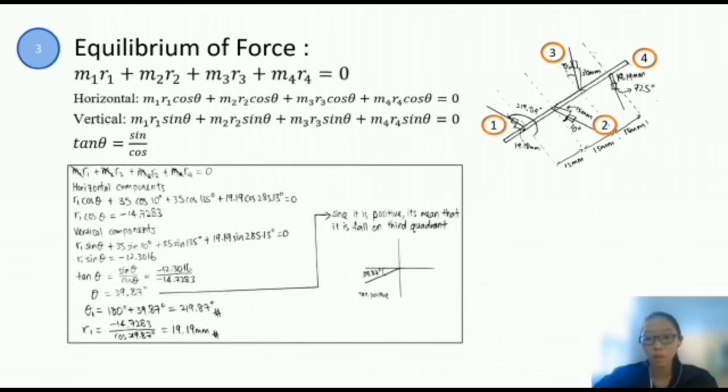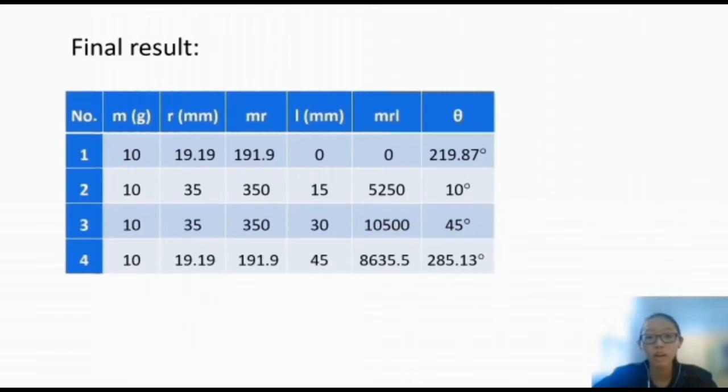Next, repeat the step above by applying equilibrium of force as shown in the slide. The theta is positive. It falls in the third quadrant, so 180 degrees is added to get the actual theta value. Finally, all the R and theta values are found.